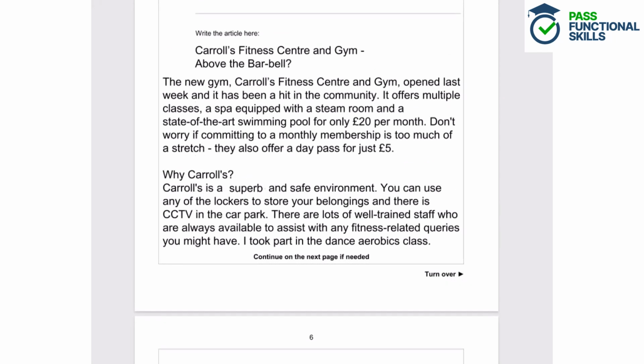Carol's Fitness Centre and Gym. Above the barbell. The new gym, Carol's Fitness Centre and Gym, opened last week and has been a hit in the community. It offers multiple classes, a spa equipped with a steam room, and a state-of-the-art swimming pool for only £20 per month. Don't worry if committing to a monthly membership is too much of a stretch. They also offer a day pass for just £5.